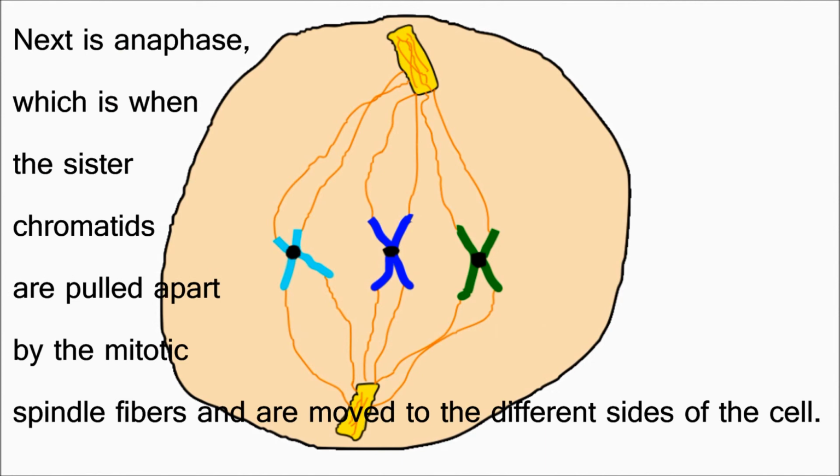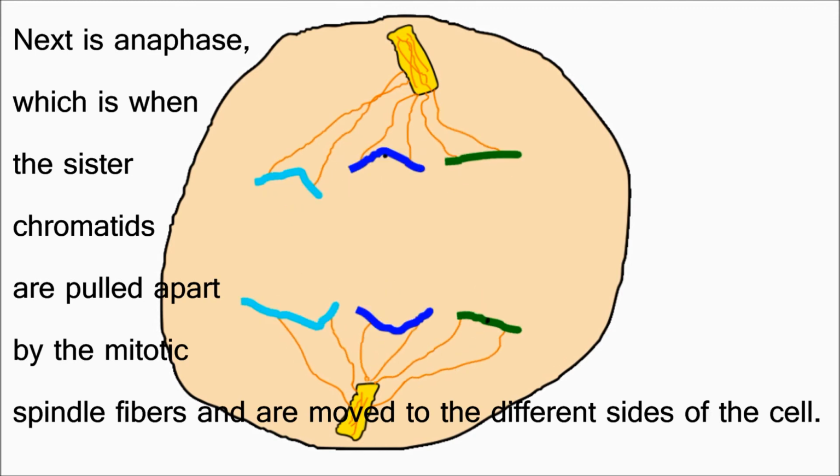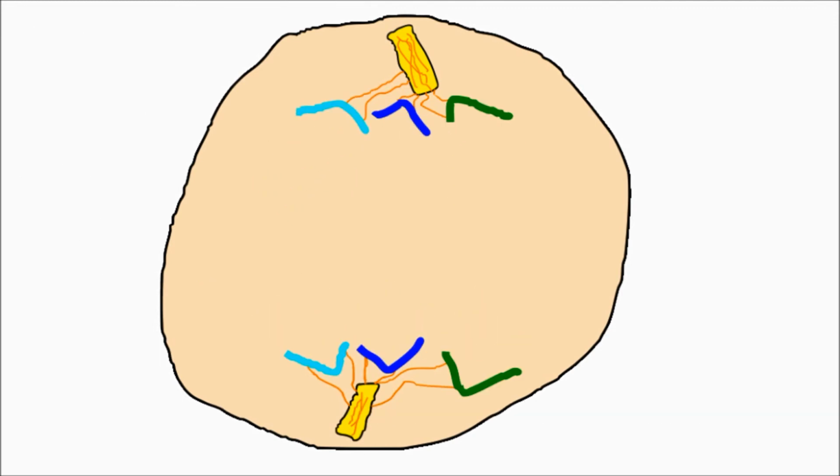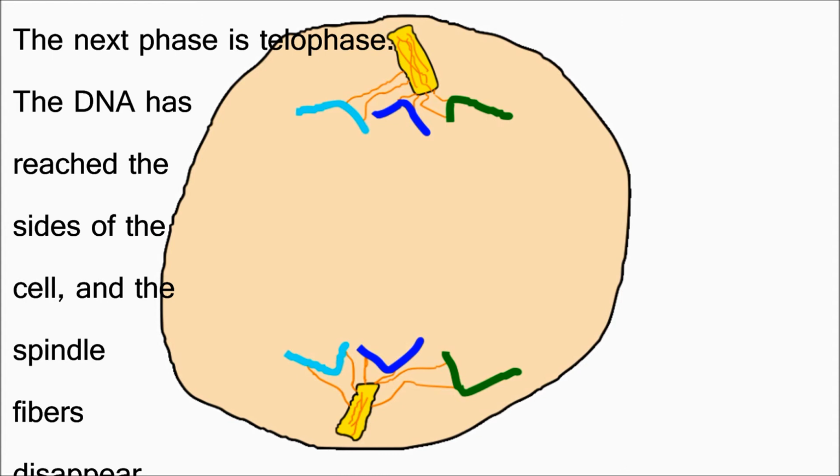Next is anaphase, which is when the sister chromatids are pulled apart by the mitotic spindle fibers and are moved to the different sides of the cell. The next phase is telophase. The DNA has reached the sides of the cell, and the spindle fibers disappear.